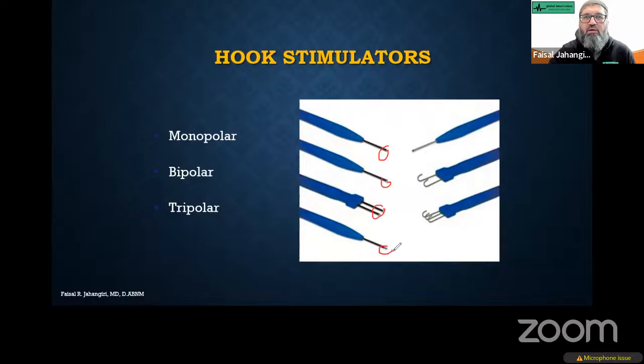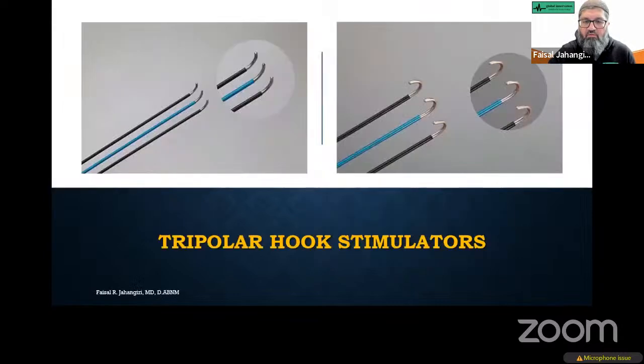Then you have the 2 ball electrode, where there are 2 electrodes next to each other. Then you have monopolar hook, bipolar hook, and tripolar hook. Hooks are used for peripheral nerve monitoring, and the hook can come in different sizes. So you can have a 90-degree hook, curved hook, and full hook.